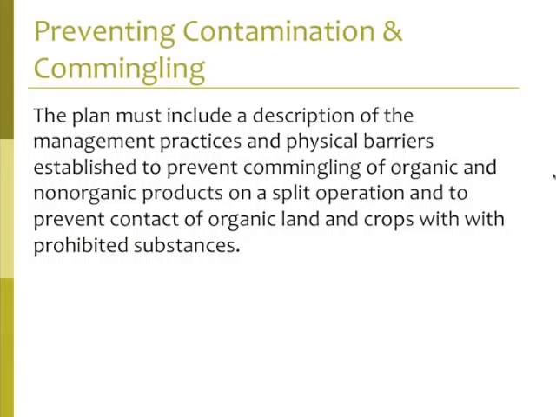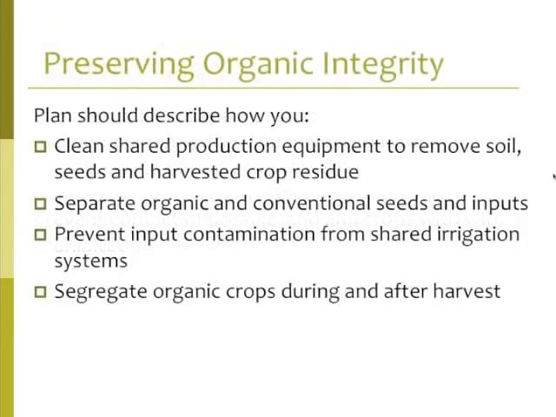Okay, moving on from records, the plan must also include a description of the management practices and physical barriers established to prevent commingling of organic and non-organic products and to prevent contact of organic land and crops with prohibited substances. And this is essentially called the organic integrity. So you want to make sure that you're explaining how you're making sure that organic crops and conventional crops aren't mixed together, and how you're making sure that conventional inputs either used on a different part of your own farm or on neighboring farms aren't contaminating your organic crops. And the next couple of slides will cover what this means in practice.